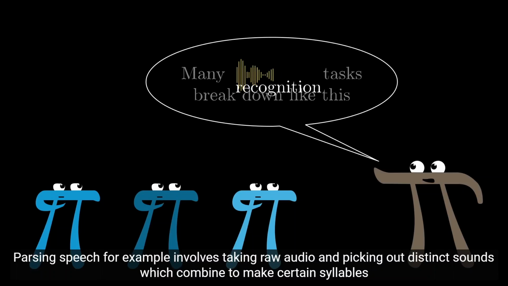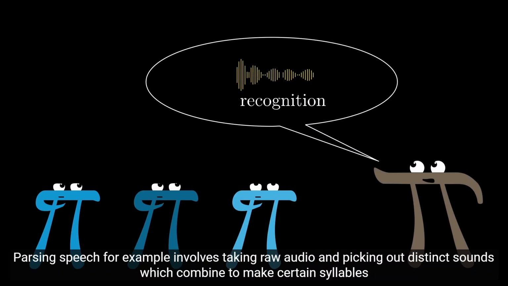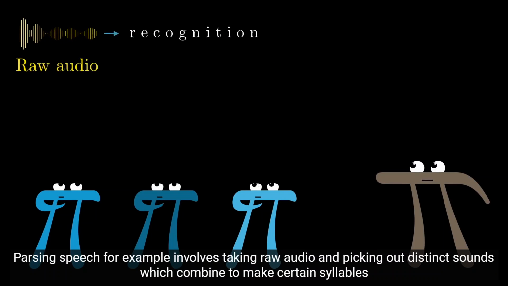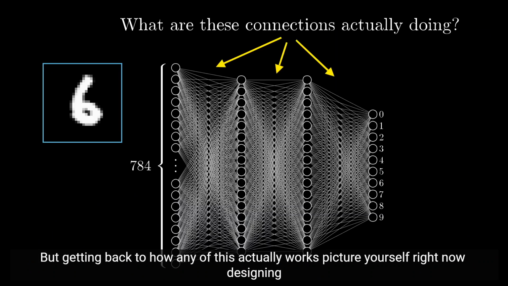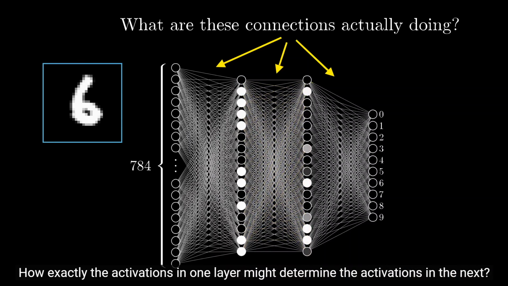Parsing speech, for example, involves taking raw audio and picking out distinct sounds, which combine to make certain syllables, which combine to form words, which combine to make up phrases and more abstract thoughts, etc. But getting back to how any of this actually works, picture yourself right now designing how exactly the activations in one layer might determine the activations in the next.